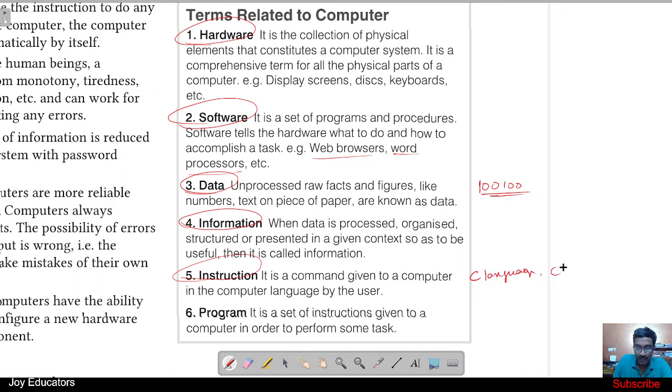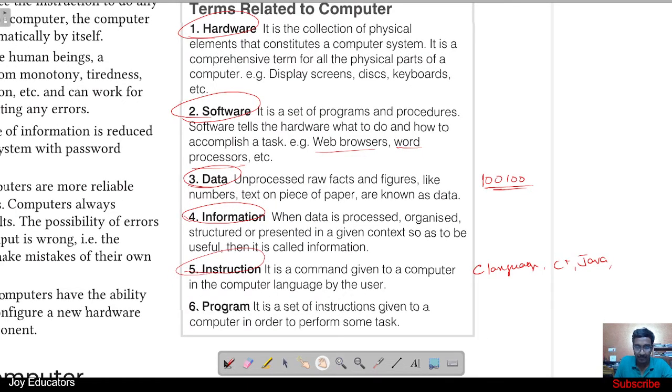Yes, C language, C plus, Java. Okay, they're different. Yeah, we will learn that also. So the final thing is program.